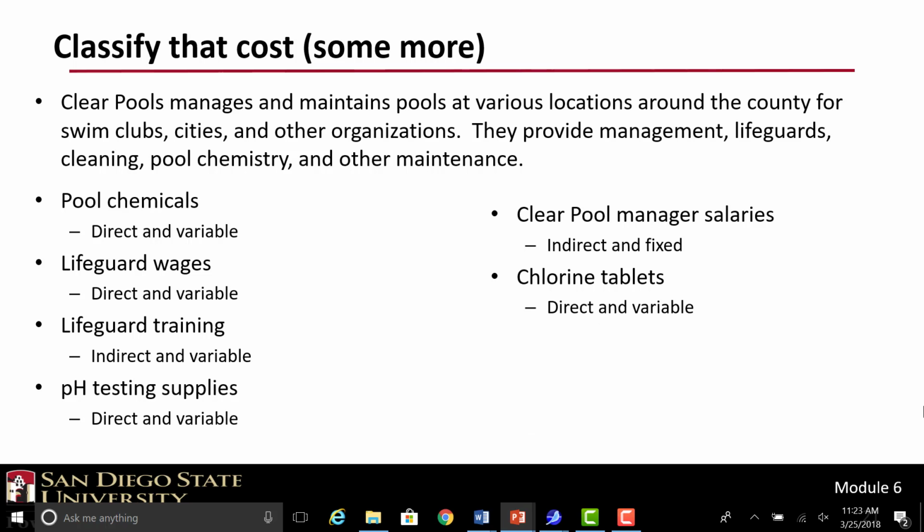And then depreciation on the pool cleaning equipment. Again, within the relevant range, we probably don't have pool cleaning equipment for each pool, but if we did, that would be variable. But in this case, I view this as an indirect cost, and it's probably fixed because depreciation is a fixed charge over time.